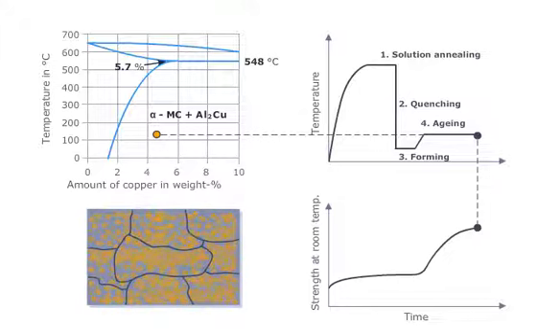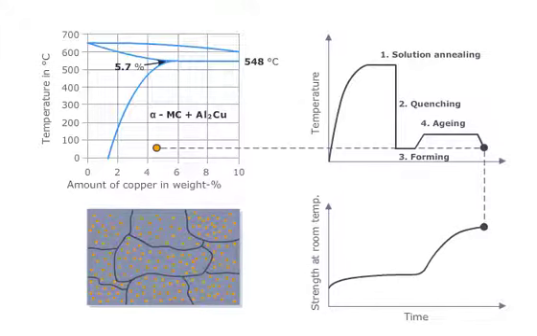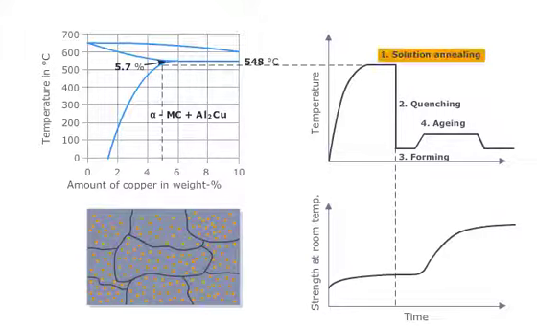Submicroscopic fine precipitates form during aging within the grain. These precipitates work as finely distributed obstacles for the dislocation movement, and the strength increases considerably due to this. The precipitation hardening therefore mainly includes the following three steps: solution annealing, quenching, and aging.